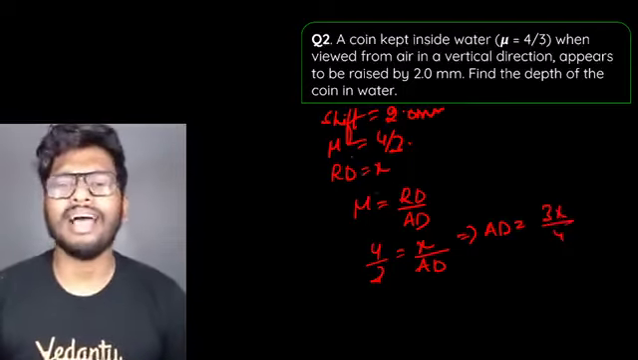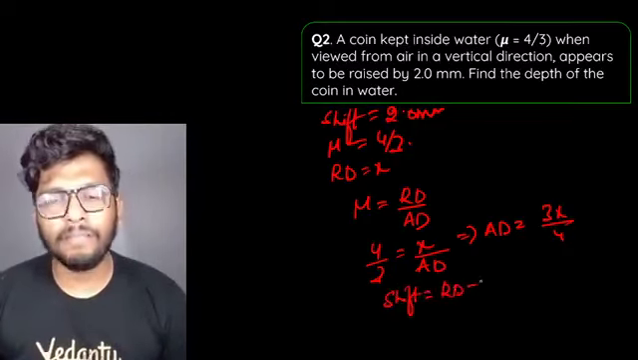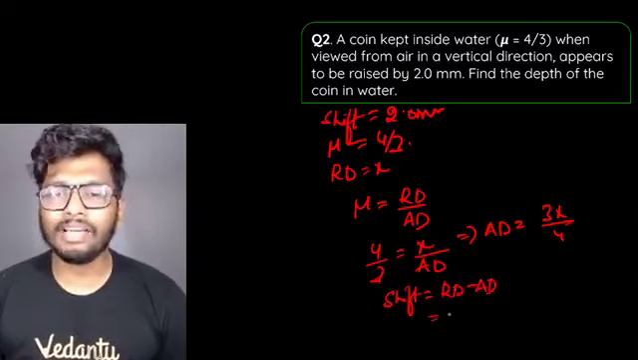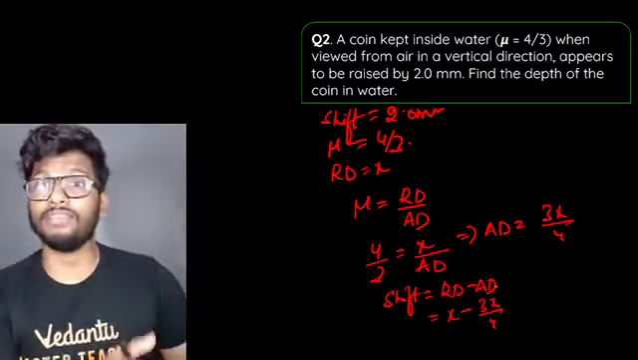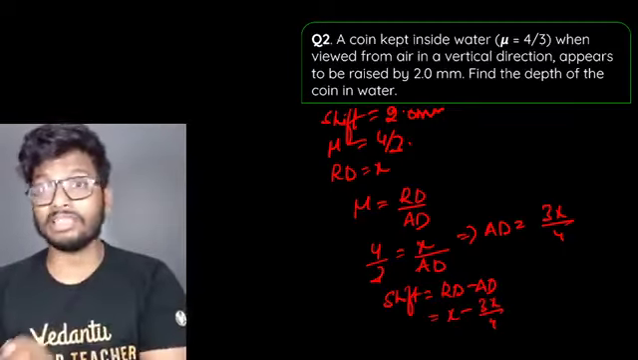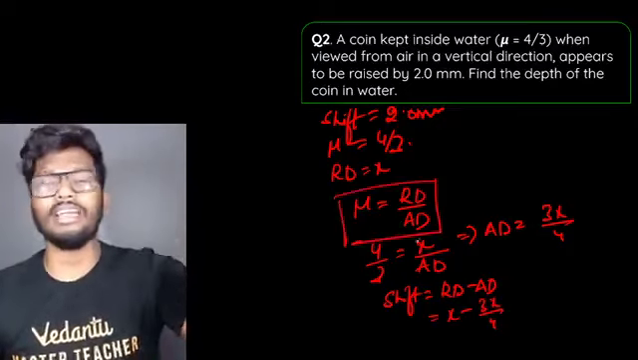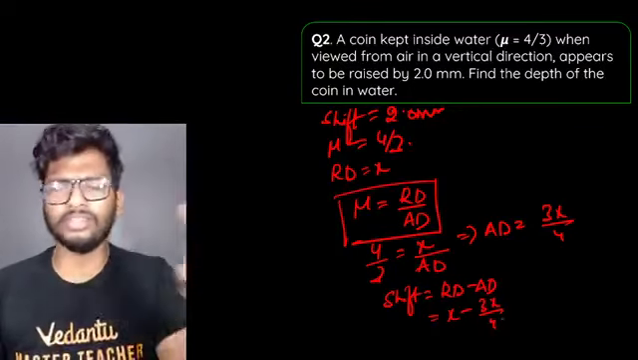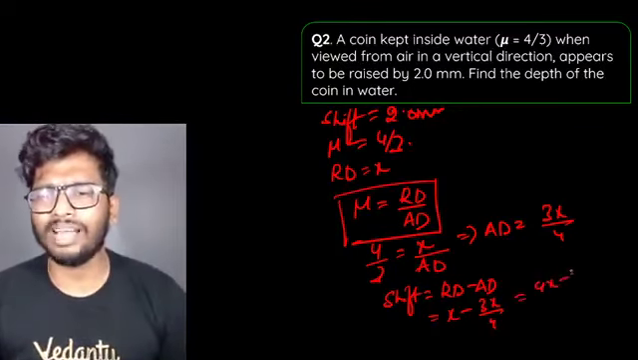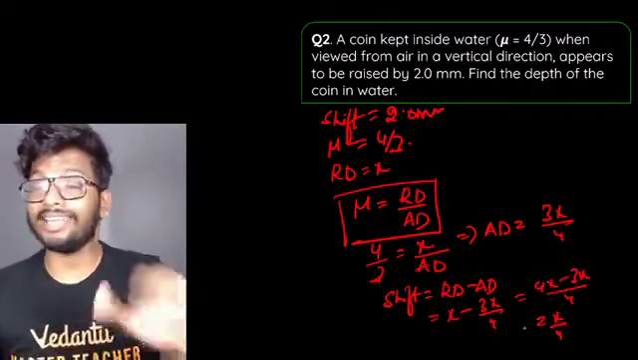Now I know that shift is equal to real depth minus apparent depth. Real depth is given as x, and apparent depth is 3x by 4. I'm going to substitute this value over here. We know the formula of refractive shift is nothing but real depth minus apparent depth, and the refractive index of a medium is real depth by apparent depth. So simplifying this equation, I'll get 4x minus 3x divided by 4, which is nothing but x by 4. So I got shift is x by 4.